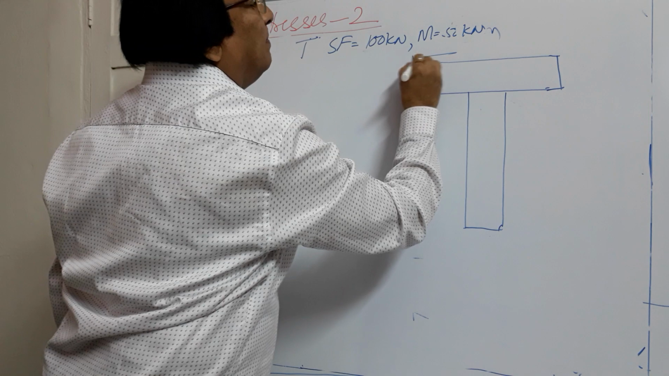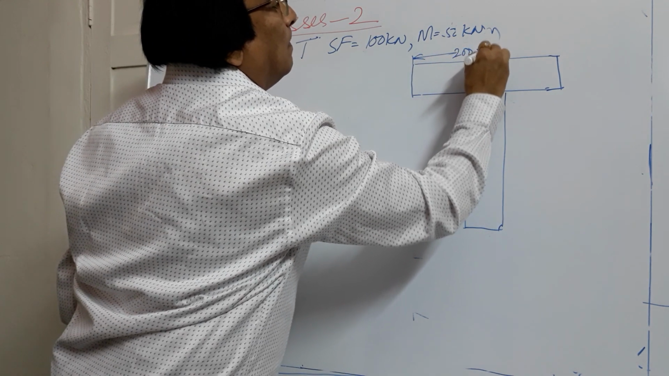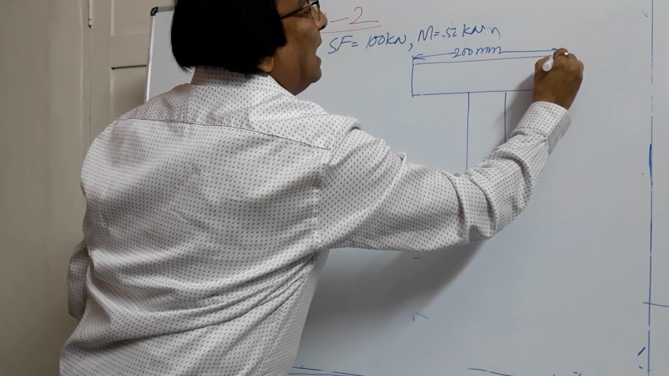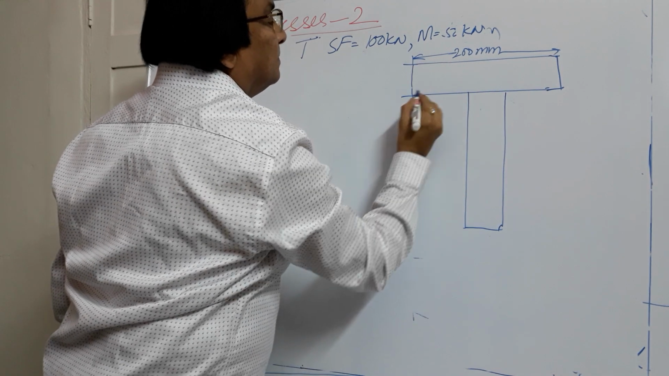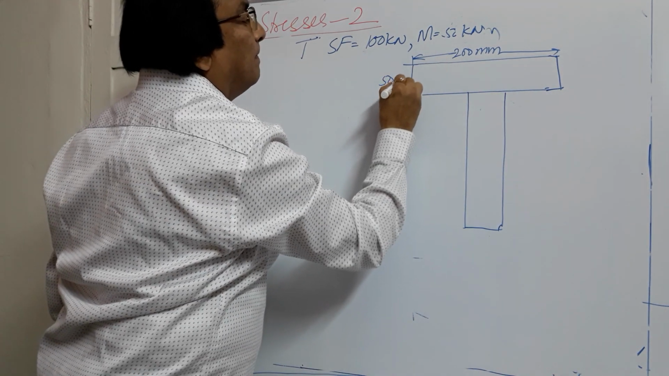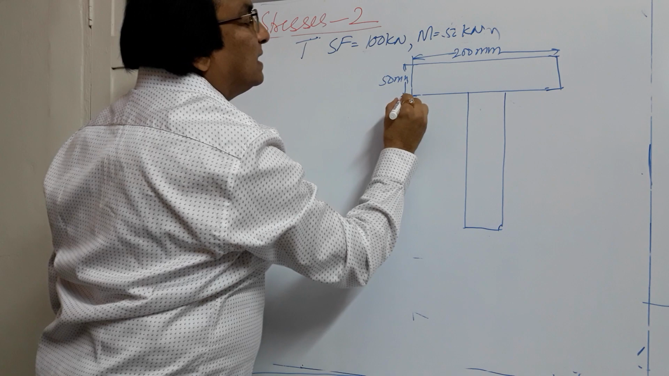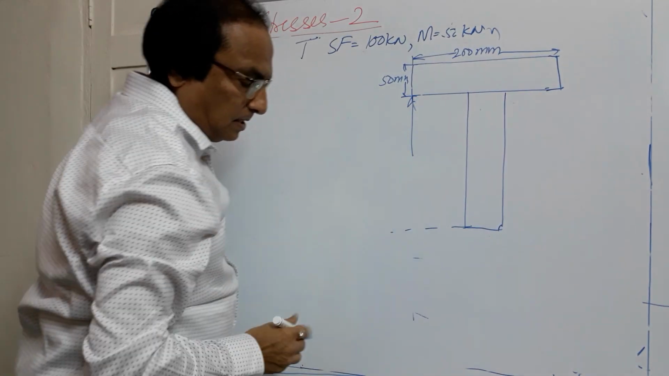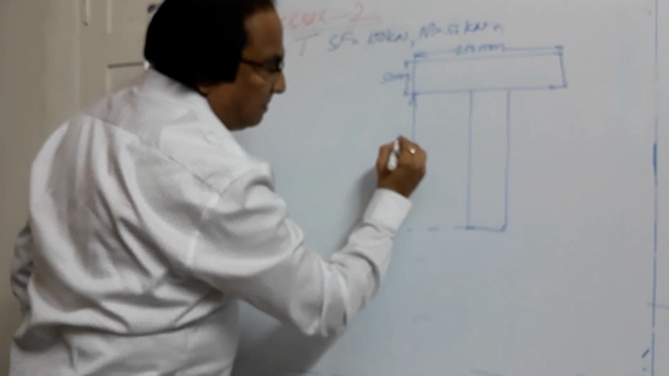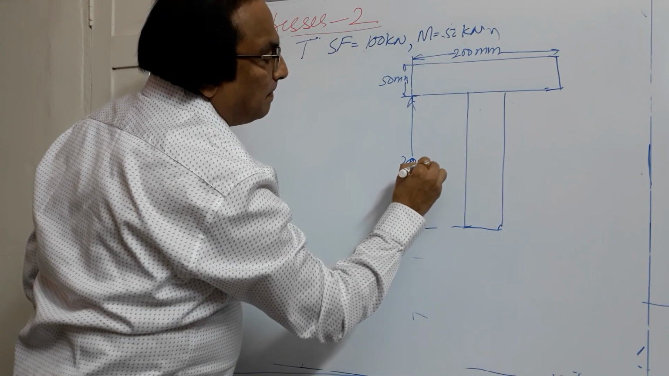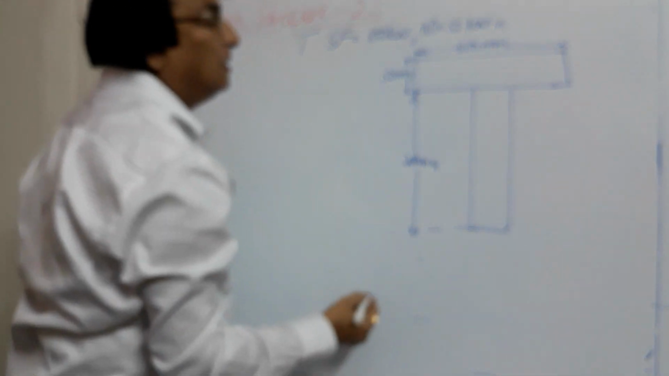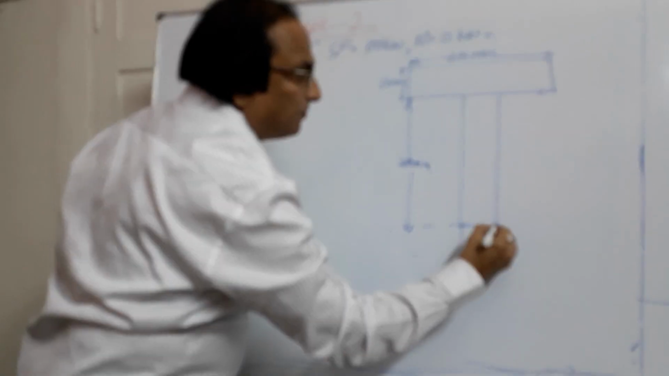If the cross section of the T section is, say, this is 200 mm, and this thickness is 50 mm, and the depth of the web is again 200 mm, and the thickness of the web is 50 mm.